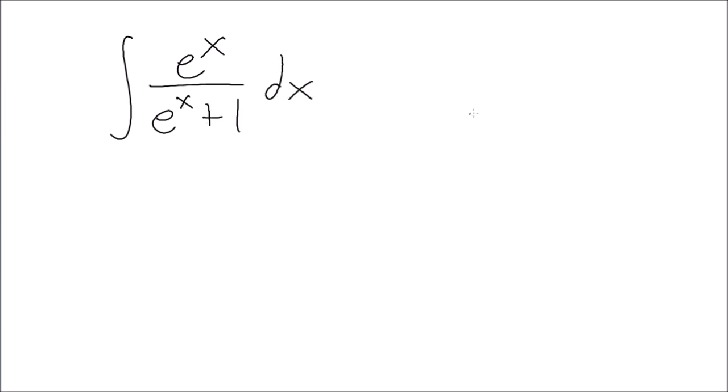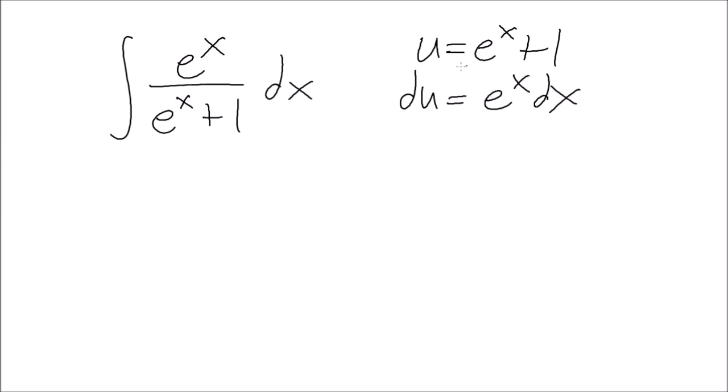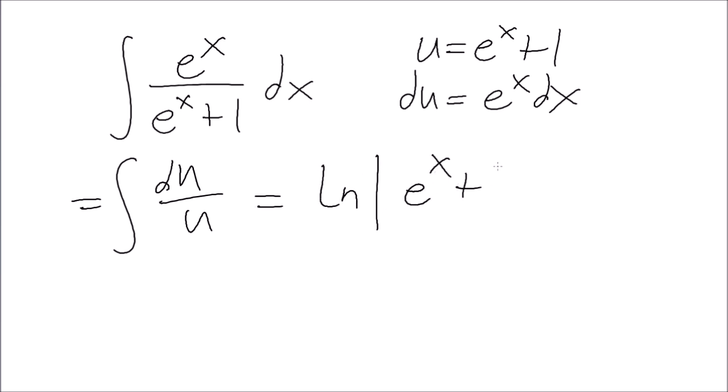All right, what's our u and what's our du? Our u can be e to the x plus 1. We want our u to be down here so that it's easier to manipulate. This is just an ln type of integral. So u is equal to e to the x plus 1, du is e to the x. This is simply du over u. This is ln of e to the x plus 1.